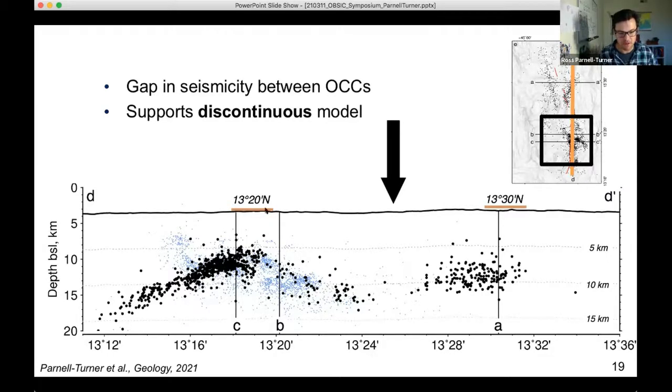You can see that in between the 1320 and the 1330 detachments, there's a significant reduction in the amount of seismicity, which supports this discontinuous model for adjacent detachments not being connected in the subsurface. And then we see more seismicity to the north, which could be associated with either some remaining slip on that 1330 detachment or even magmatism in the AVR.